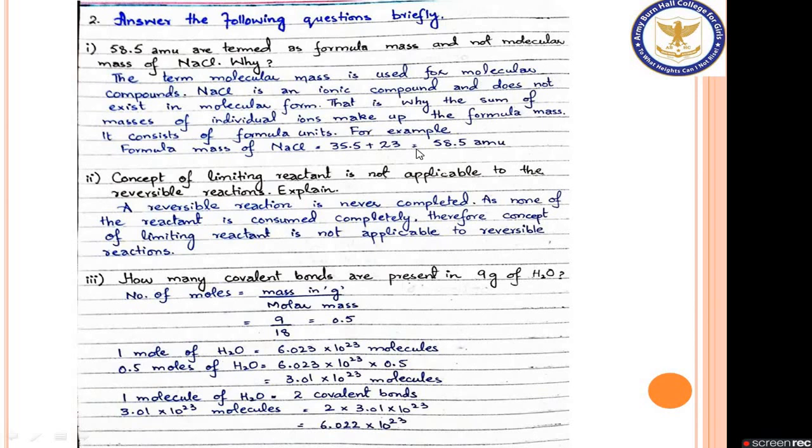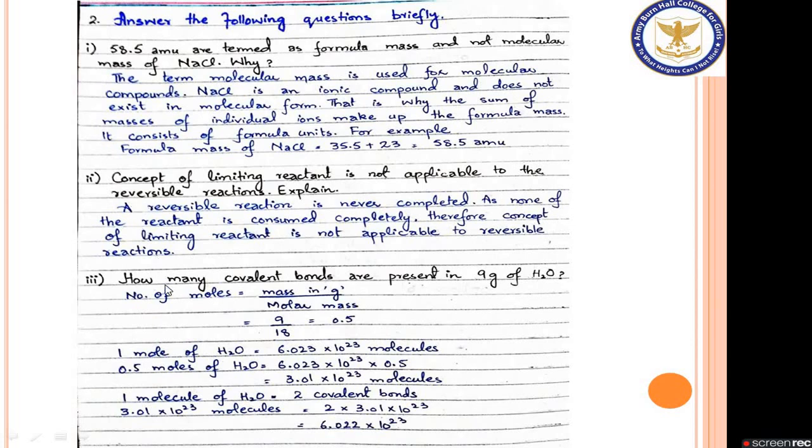which is equal to 58.5 atomic mass units. Second one: the concept of limiting reactant is not applicable to reversible reactions. Explain. As reversible reactions never go to completion, none of the reactants in them is consumed completely. So the concept of limiting reactant is not applicable to reversible reactions.